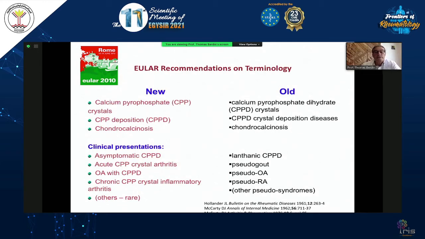As you know, the disease has several clinical presentations. The most common is asymptomatic CPPD. Pseudo-gout is a confusing term, especially for patients who do not understand if they have gout or another disease. So it's better to call it acute CPP crystal arthritis. Pseudo-OA should be replaced by OA with CPPD, and pseudo-RA should be replaced by chronic CPP crystal inflammatory arthritis.